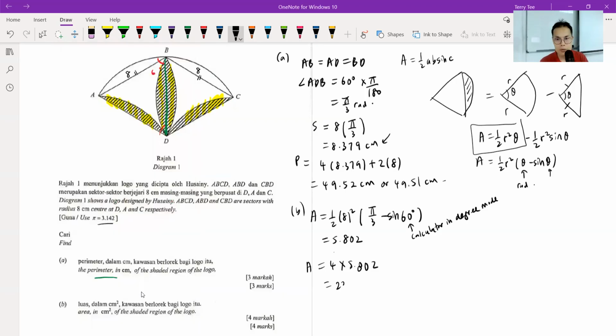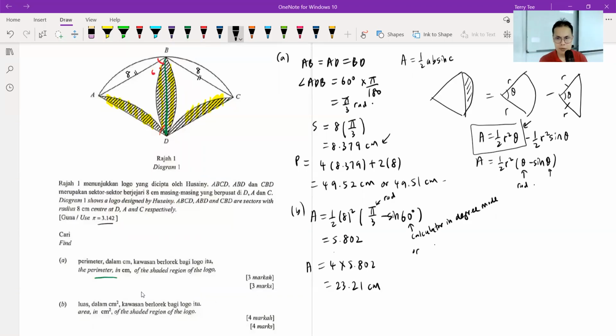Okay, 23.21. But sometimes again, there might be a slight difference in answer due to accuracy, right? Because some students may find it a bit confusing or annoying to use the calculator in different modes. Like this first one is in radian, because we need to leave this in radian, based on the fact that the formula is derived based on the fact that theta is in radian.